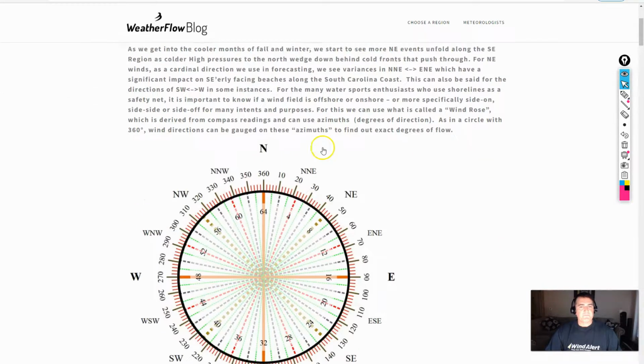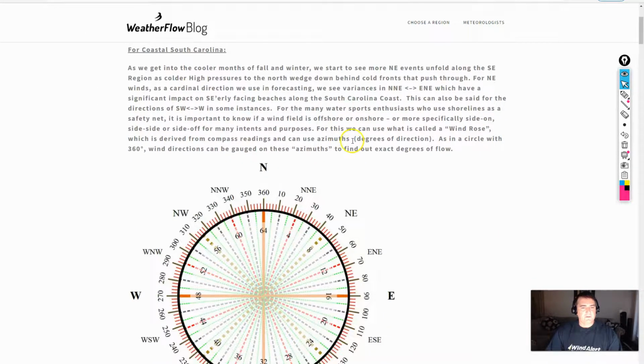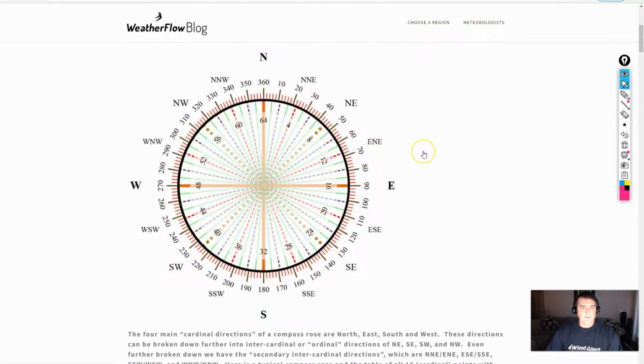All right, so we look at the cardinal directions: north, south, east, and west, right? And then you have a lot of little things going on in between, but the one thing you see here is the degrees. So 360 degrees is the same as zero, and you start there and work your way around, or you can work your way back this way, however you want to do it.